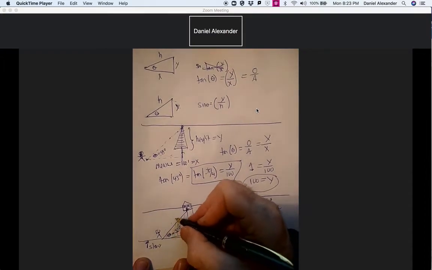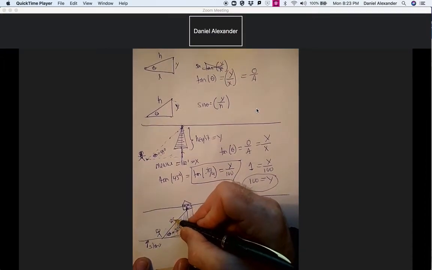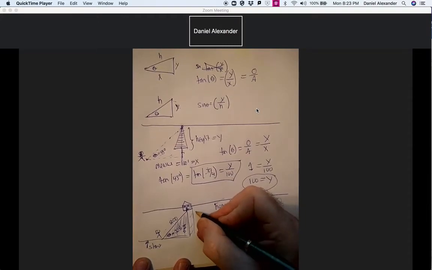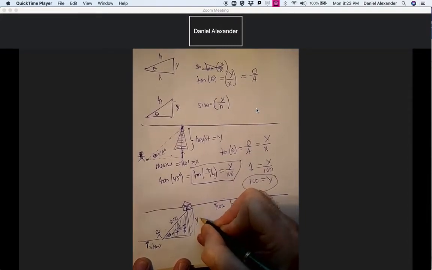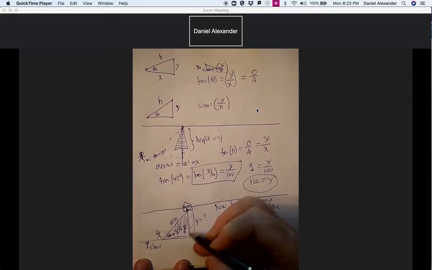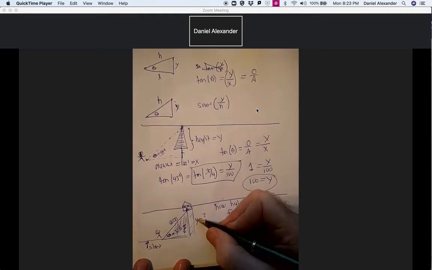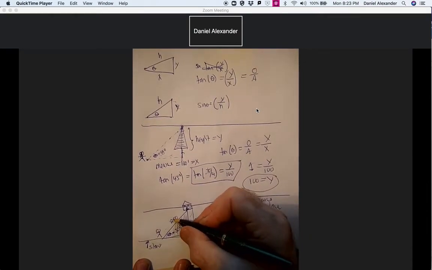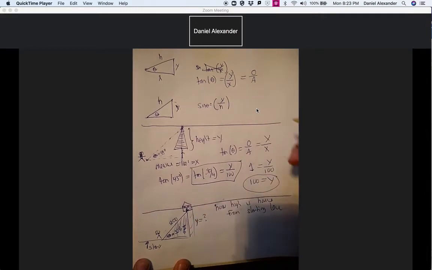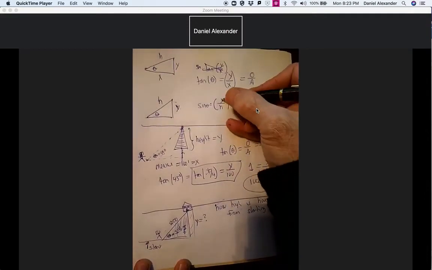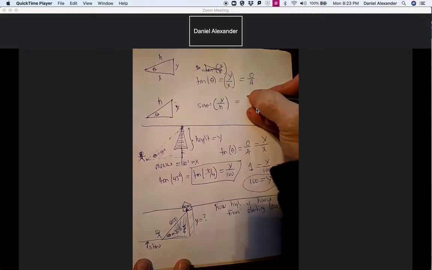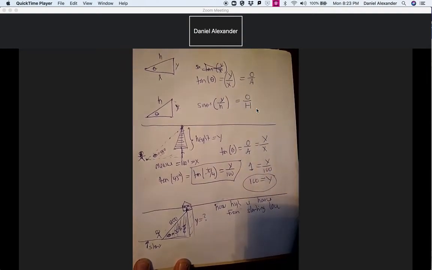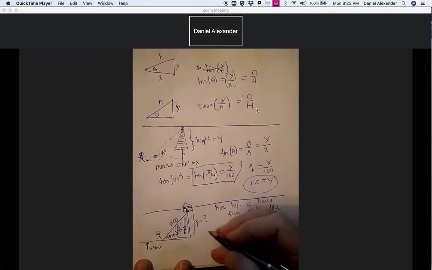Now you walk up here and you measure that this is 200 feet. And you want to know how high this is. So what's y? Look at my ratio. I know the opposite and I know the hypotenuse. So that's OA. The sine is going to be opposite over hypotenuse. So I figure that out.